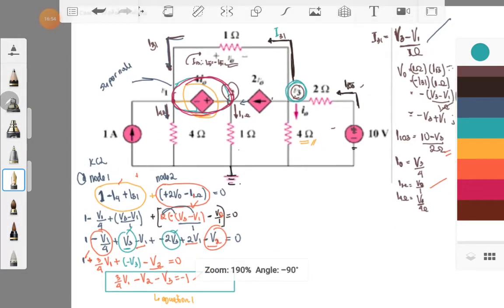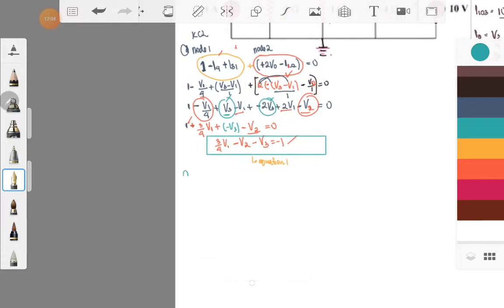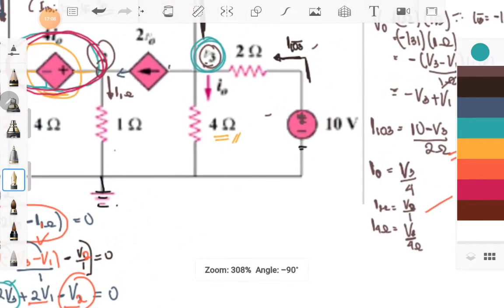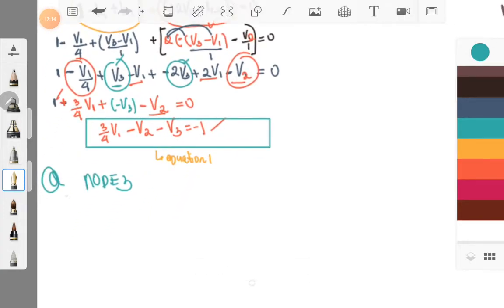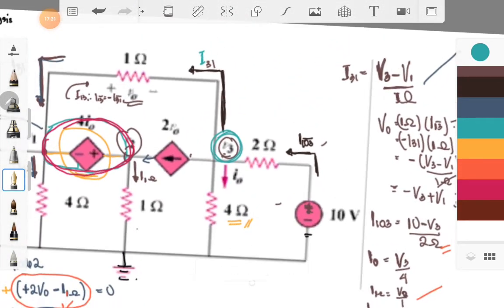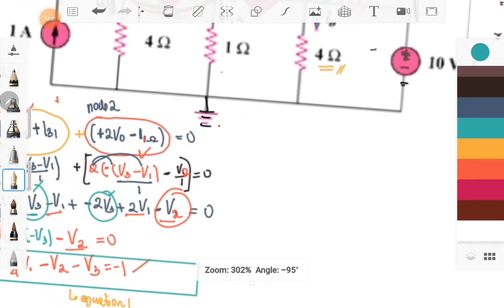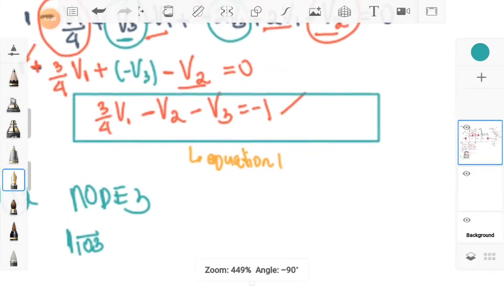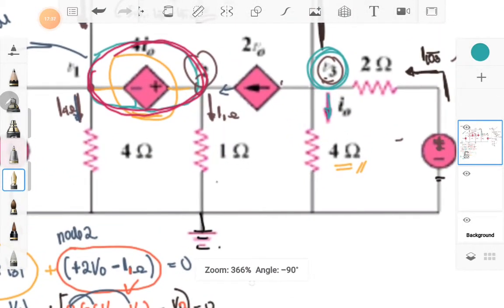Next is our equation at node 3. At node 3, what are our currents entering toward node 3? We have I1003 entering node 3, so positive I1003. And then next are the currents going out of the node. So we have negative IO, negative I31, and negative 2VO.